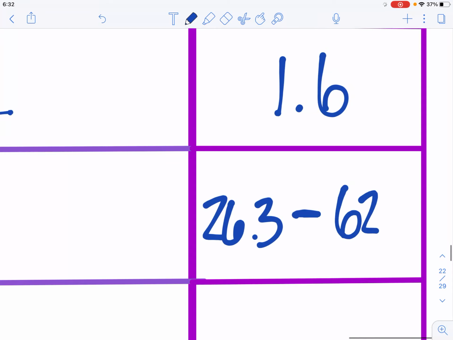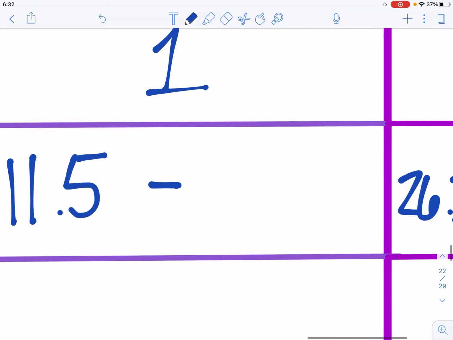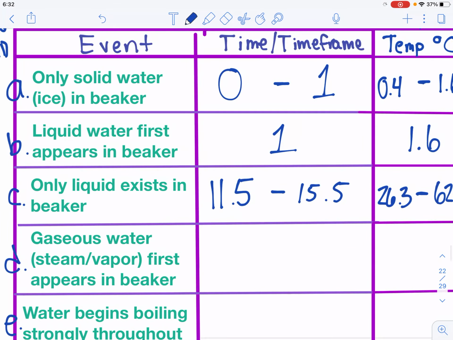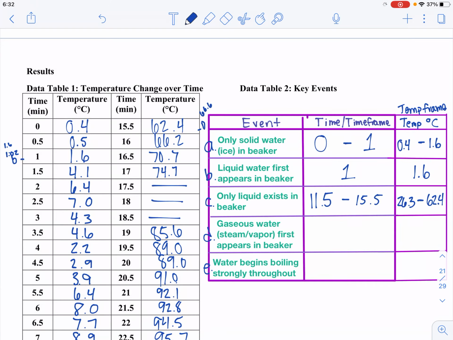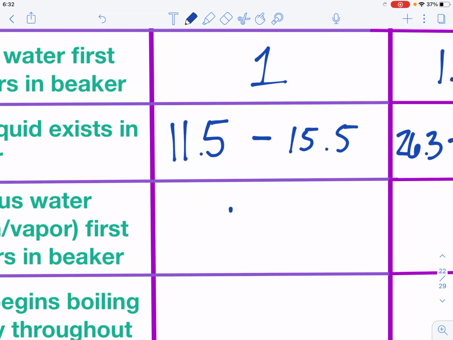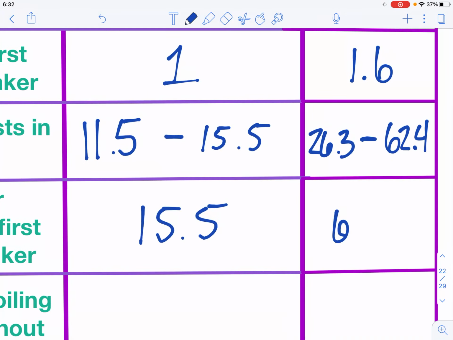And again, you'll use whatever temperature you have. And then 15.5. So if you were in class, you should not have these numbers because there's no way yours would be exactly the same as mine. All right, and then letter D, you're just going to put that 15.5 or whatever you got, and then 62.4.